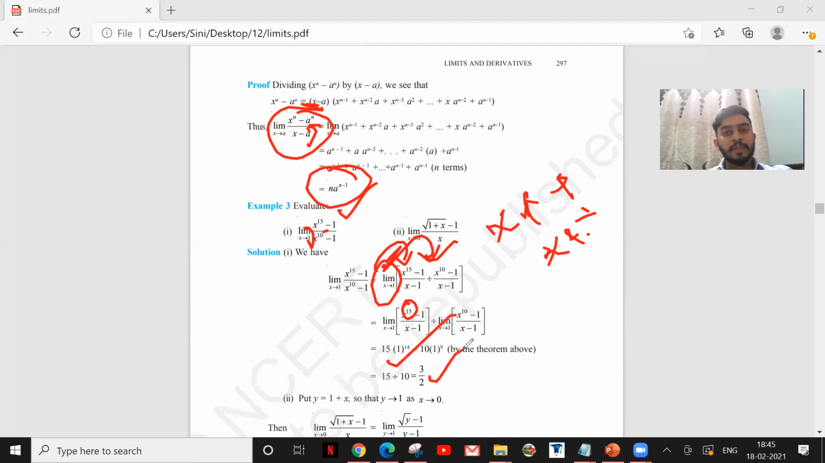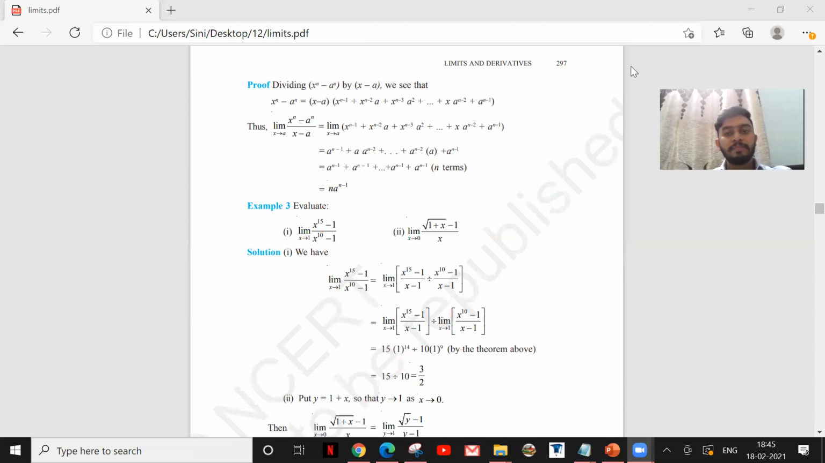That's it. So I have to first convert it to x power n minus a power n by x minus a. What is my a here? 1. I have to convert to this form so that I can directly apply the formula. That's all. Very easy question this is.